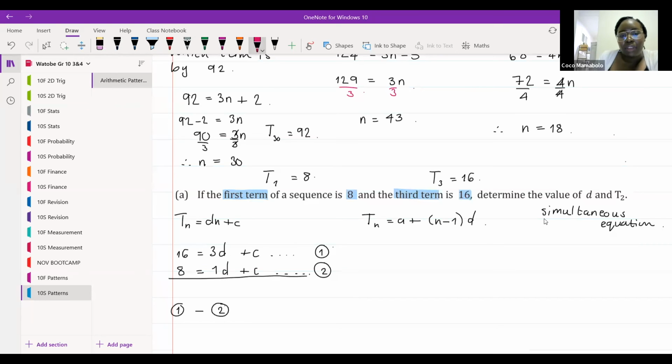So I'm going to have 16 minus 8 is going to give me 8. 3D minus 1D is going to give me 2D. And C minus C is 0. These two are going to cancel each other out. So I now have 8 is equal to 2D left. How do I solve for D? I'm just going to divide both of these by 2. So my D is then equal to 4.